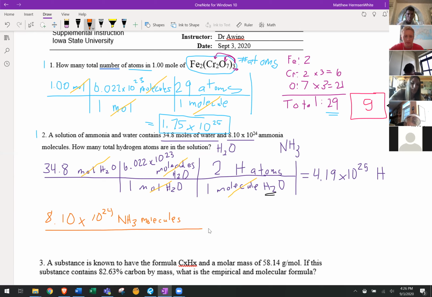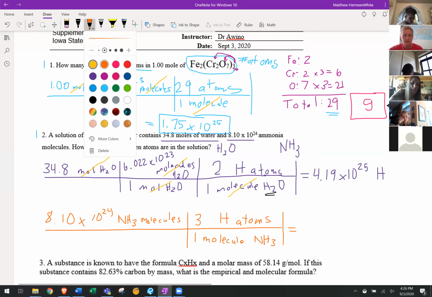So 8.10 times 10 to the 24th NH3 molecules, and we want to figure out how many hydrogens are in this. So put molecules of NH3 on the bottom so that it cancels with the 1 on top. And then how many hydrogen atoms are in 1 molecule of NH3? Well, it's just 3. We're just looking here. It says H3. That means 3 hydrogen atoms in each molecule.